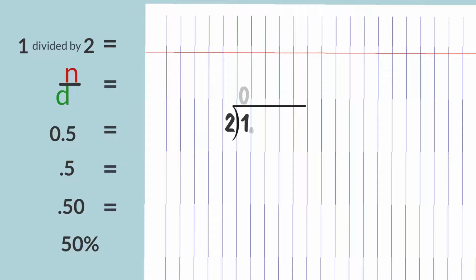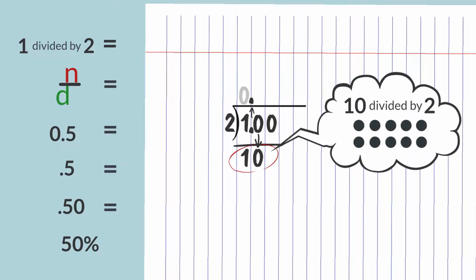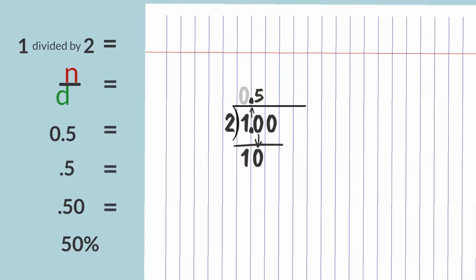Now write a decimal point after the 1 on the line and transfer it up to the same place in the quotient, right on the line. The number 1 has no tenths and no hundredths, so you can fill in 2 zeros to the right of the number 1 inside the division bracket. Bring the first 0 down so you can continue dividing. How many times does 2 go into 10? 5 times. Now your quotient should read 0.5.